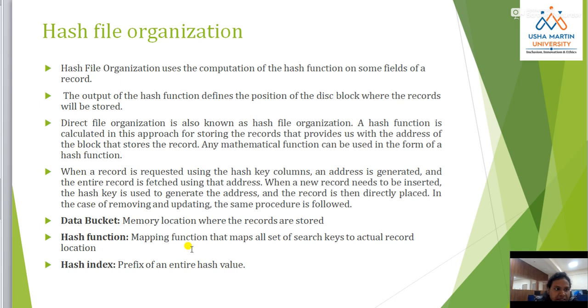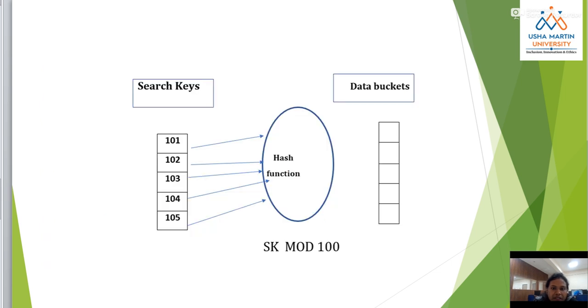Next is the hash file organization. It is also a very important file organization method. In hash file organization, there are three most important things: one is the data bucket, next is the hash function, and the other is the hash index. In the diagram we can see the data bucket, where the data will be stored.